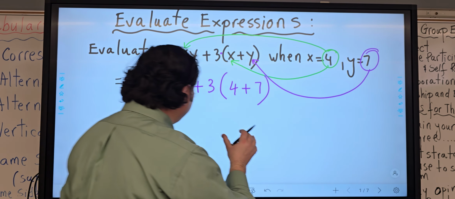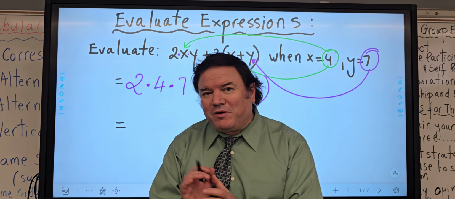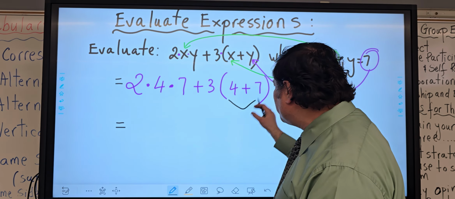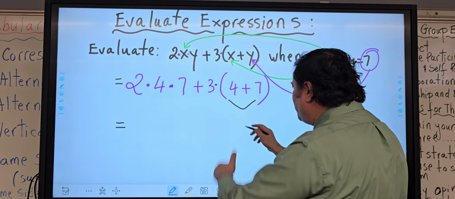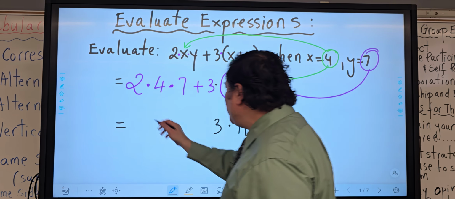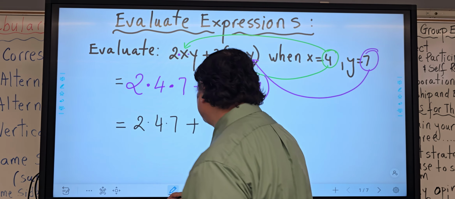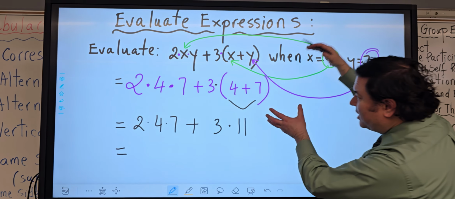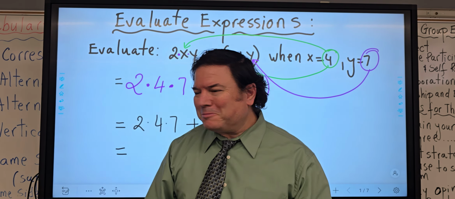What do we do next? If you remember the order of operations from one of my previous videos, parentheses come first. So let's do the parentheses first. Let's combine 4 plus 7, which becomes 11. So we have 3 times 11. And here we have 2 times 4 times 7 plus 3 times 11. You see that the expression is getting smaller and smaller.